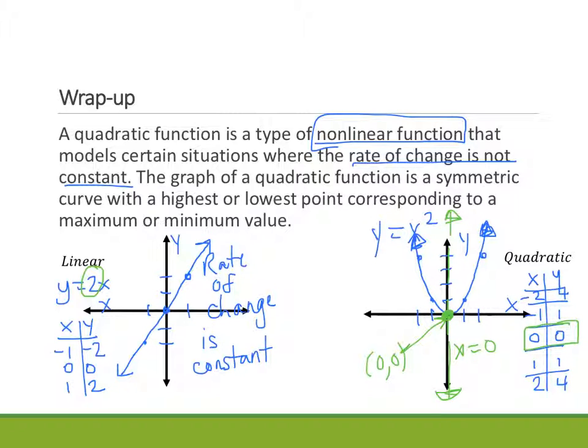Now, in this case, too, the vertex is a low point along the graph, and that corresponds to a minimum value. So that's what this right here is saying to you. We're going to have a symmetric curve with the highest or lowest point corresponding to a maximum or minimum value.